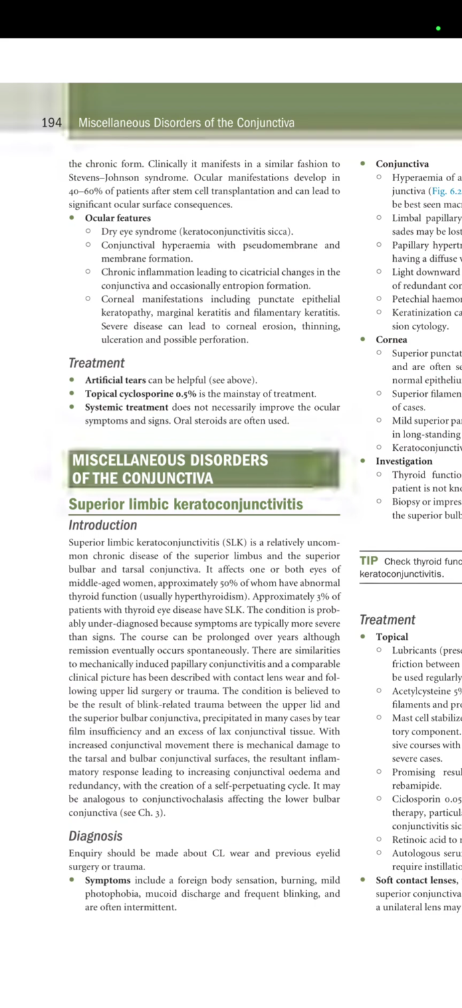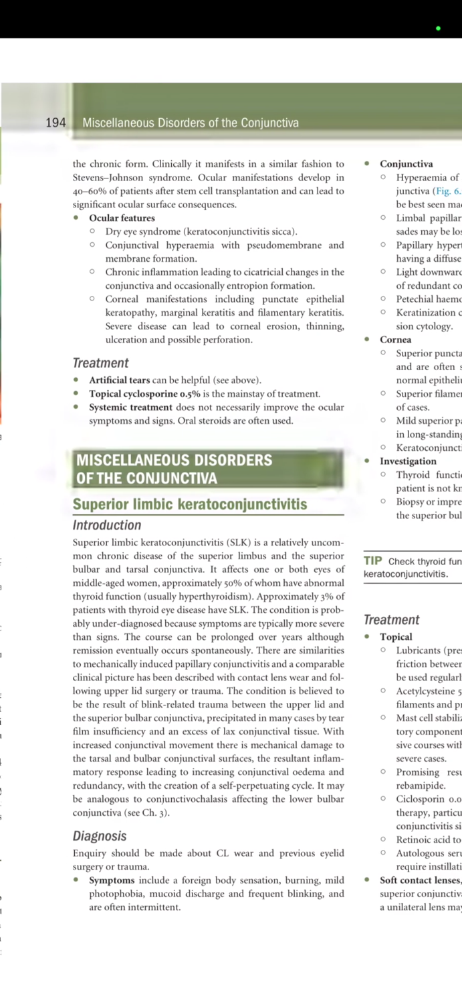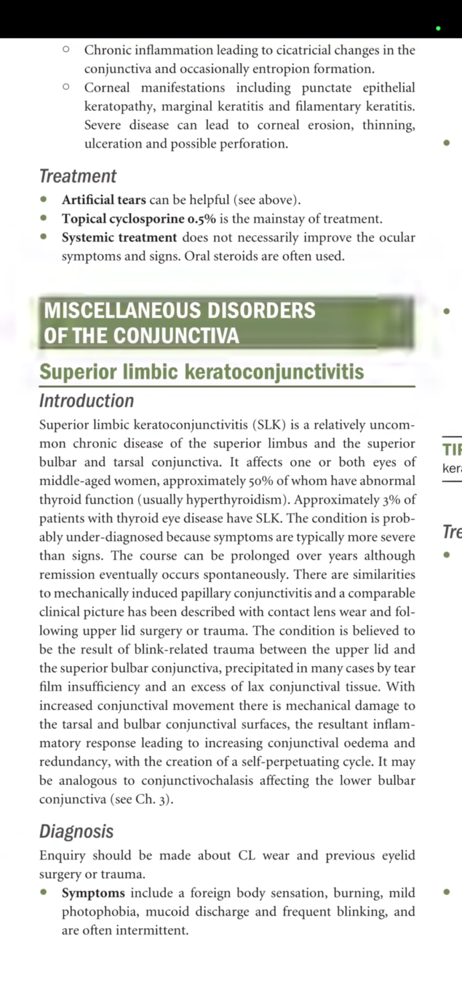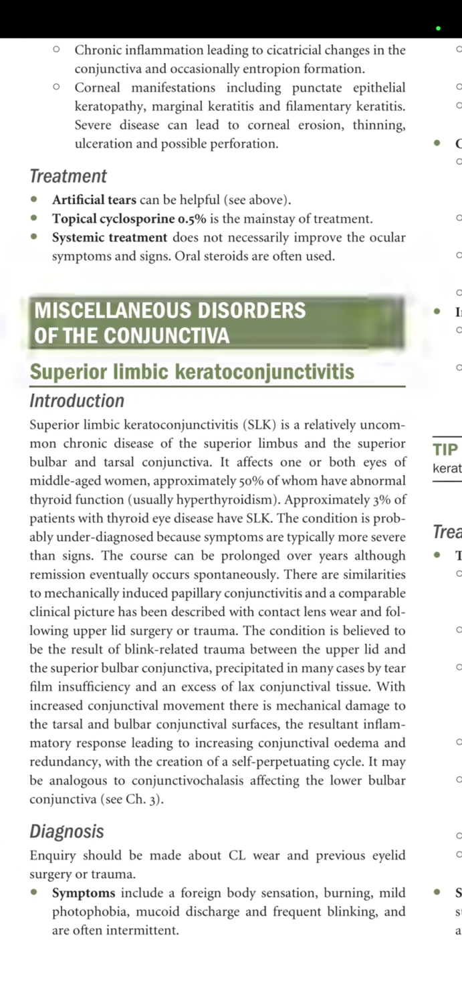It is very common in a case of thyroid eye disease, and when a patient of thyroid eye disease presents to you, you must rule out SLK by examining the conjunctiva to look for superior limbal keratoconjunctivitis. So let's get started.